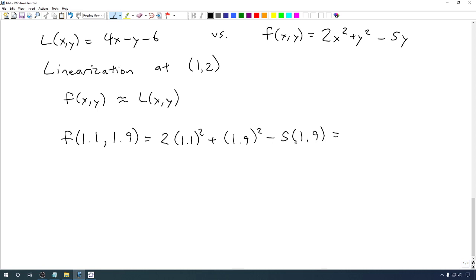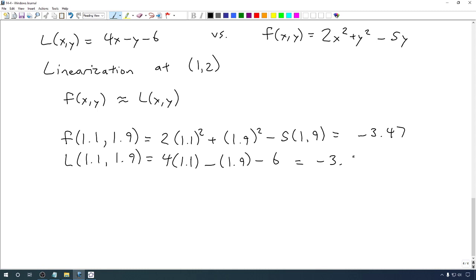And we can actually compute that to be a negative 3.47, though you probably want to use a calculator for that. But it's actually a lot easier, and not having to use a calculator for it, to go ahead and plug those numbers into our linearization. We have 4 times 1.1 minus 1.9, and then a minus 6, and that's exactly equal to negative 3.5. So these are very close, and they would be closer if our point was even closer to 1, 2.